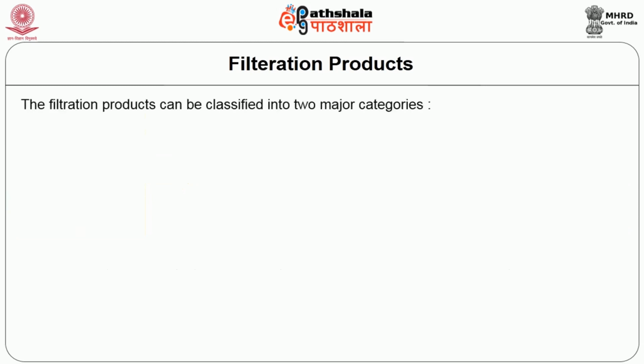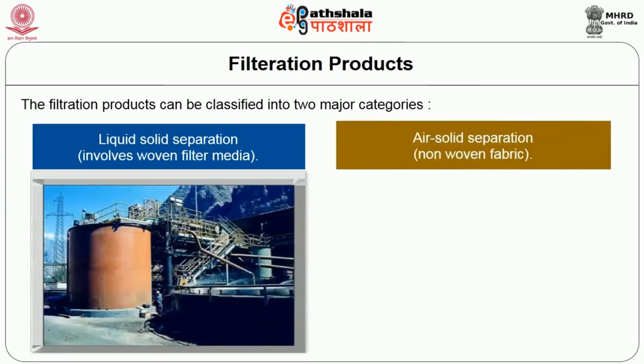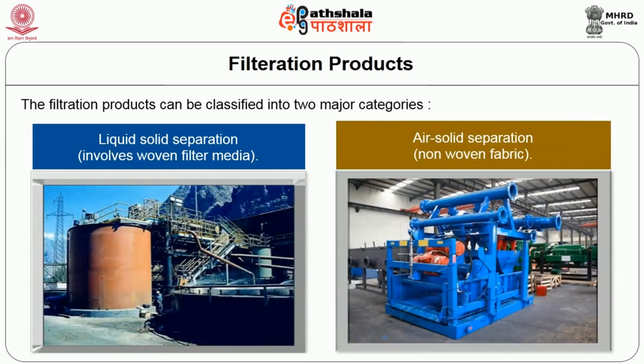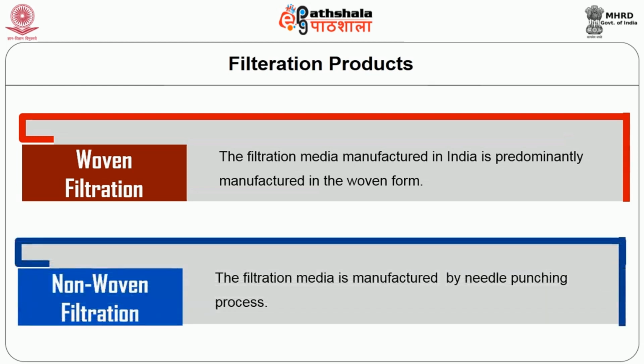Filtration products are classified into two major categories as liquid-solid separators and air-solid separators. The filtration textile media manufactured in India is prominently manufactured in woven form. The non-woven filtration media is manufactured by needle punching process.